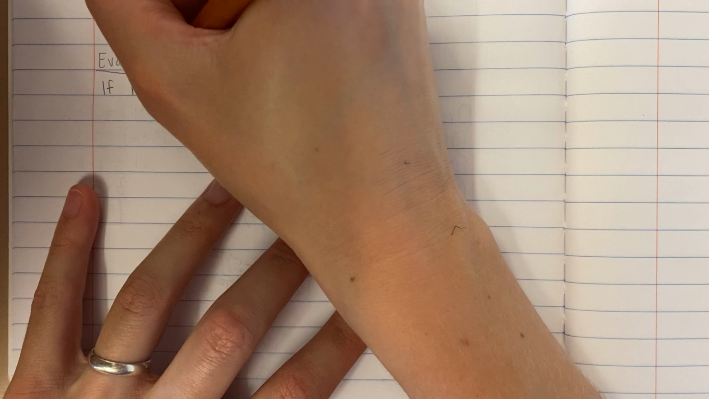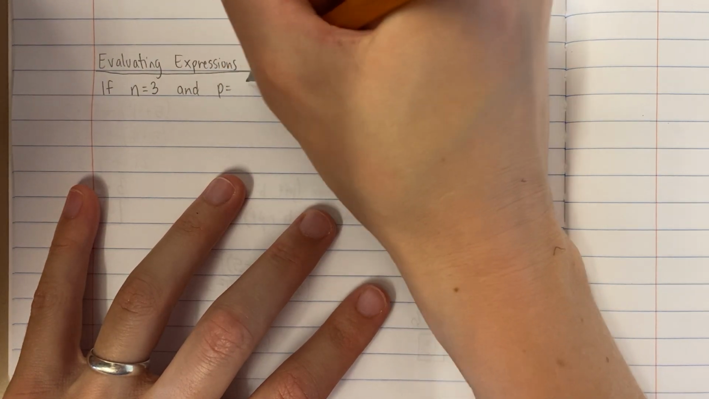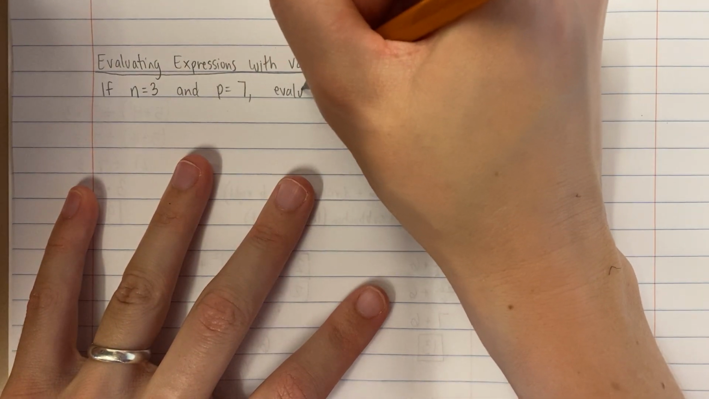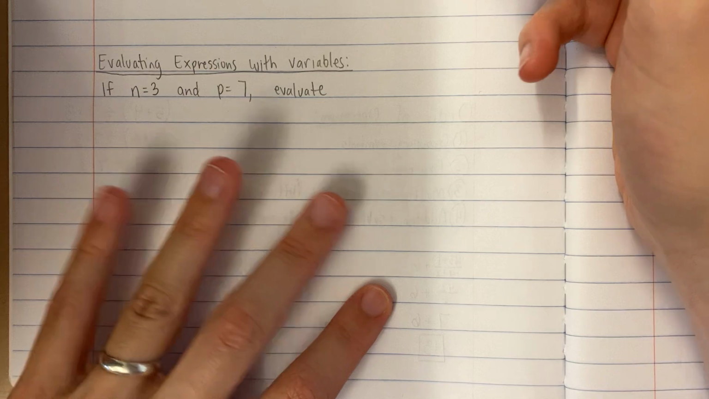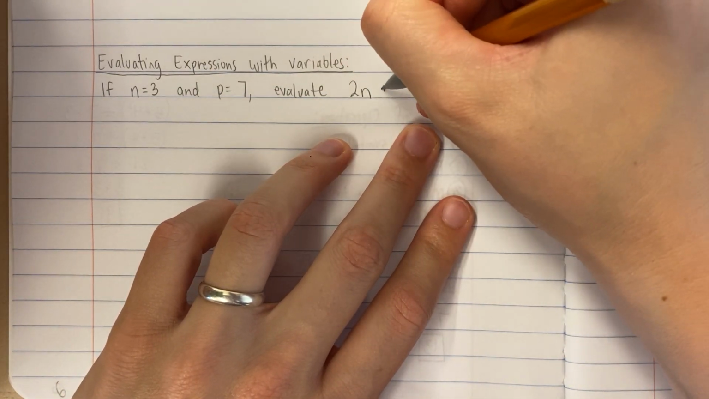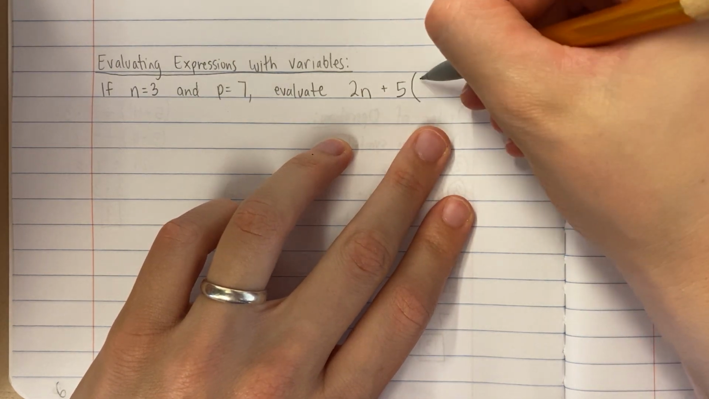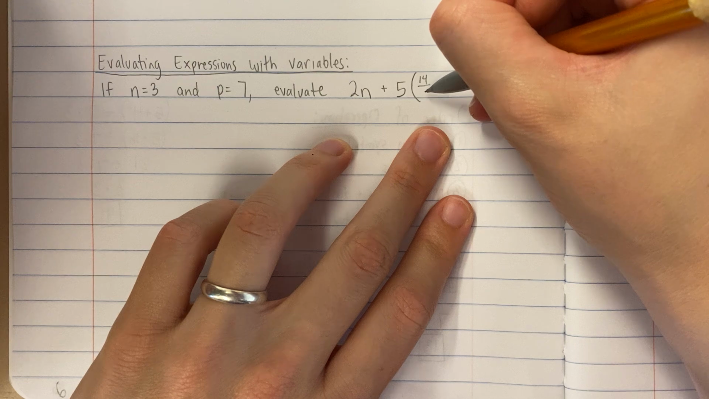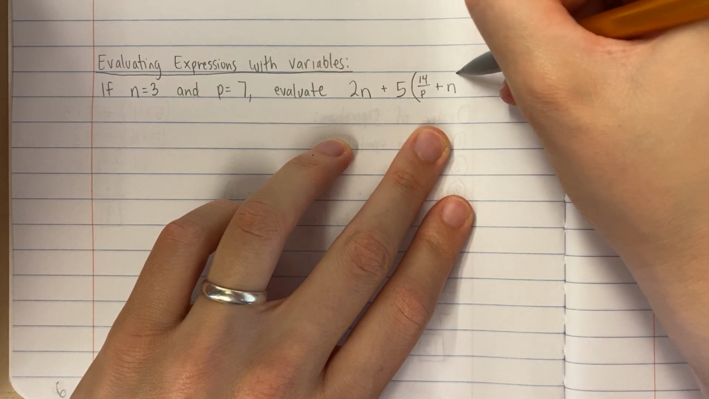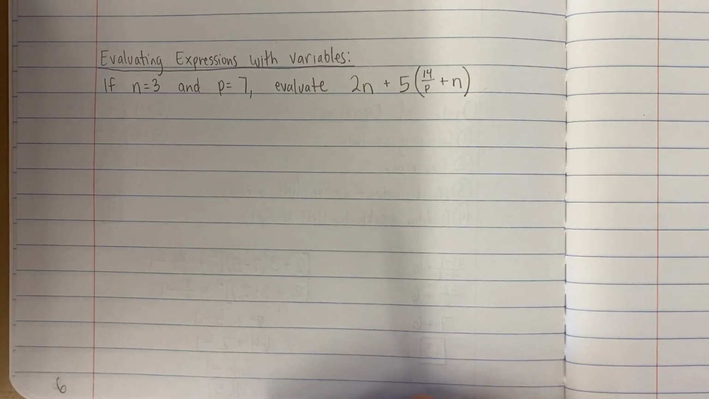n equals 3 and p equals 7, evaluate, and here's the expression you're going to evaluate: 2n plus 5, parentheses, 14 over p plus n. Okay, so how is this different than what we just did?